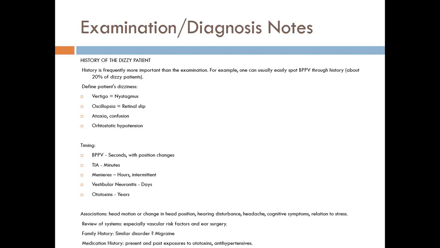So, timing of dizziness. We talked about this a little bit, but just as a quick review, BPPV lasts for seconds, and dizziness related to a TIA lasts for minutes. Meniere's disease, which affects the vestibular system particularly and can cause long-term damage on one side more than another, the dizziness will be for hours or it may come and go on a spontaneous basis. Vestibular neuronitis, which is an inflammation there, the dizziness will last for days. And ototoxins like medications, substance abuse, alcohol, things like that, the dizziness may last for years.